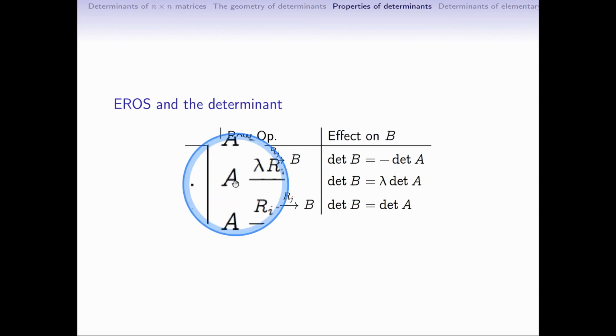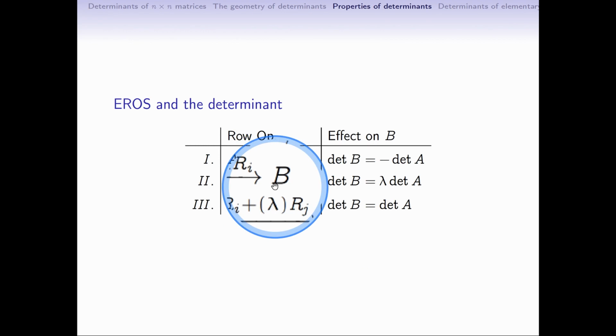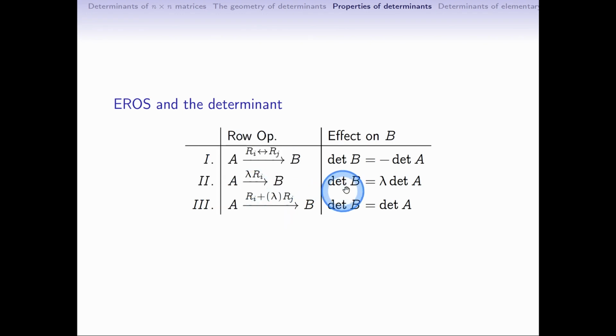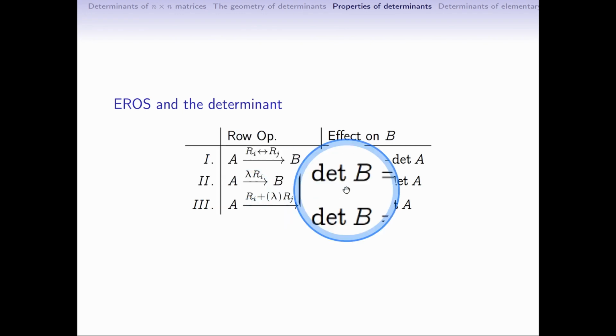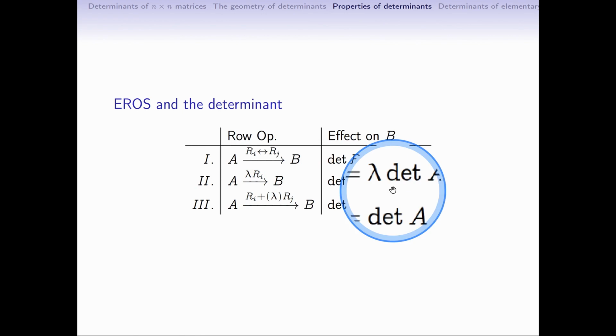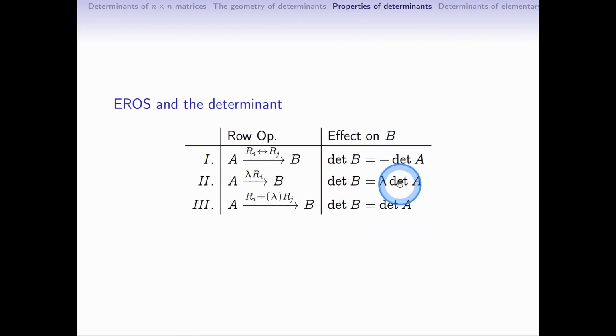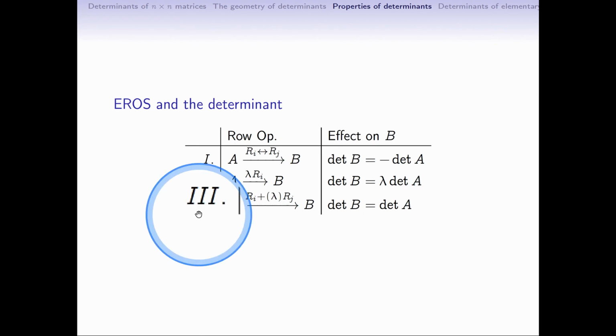In our second example, we're looking at a single type 2 operation. The matrix A is being transformed into the matrix B by multiplying row I by a scalar lambda. And what the theorem tells us is that the determinant of B is simply going to be lambda times the determinant of A. And finally, let's look at a single type 3 operation.